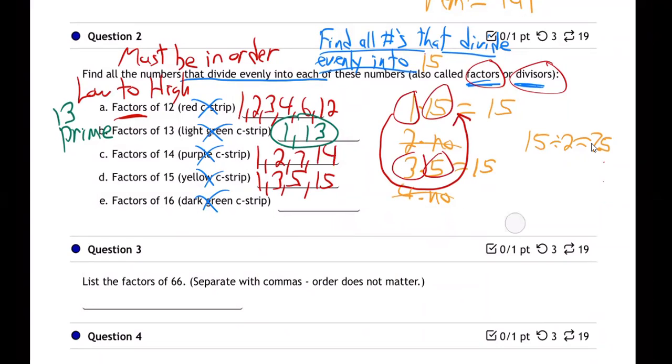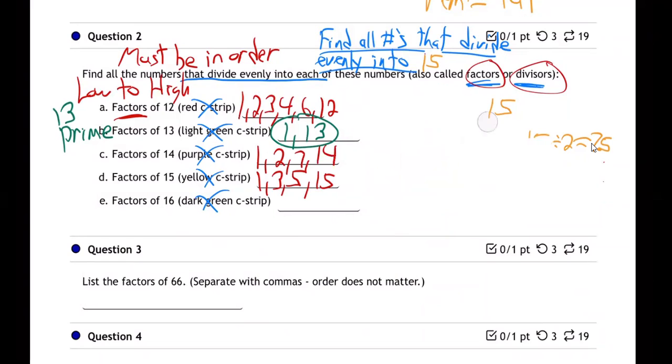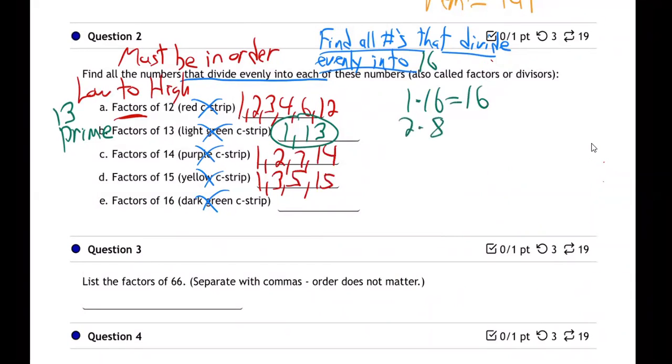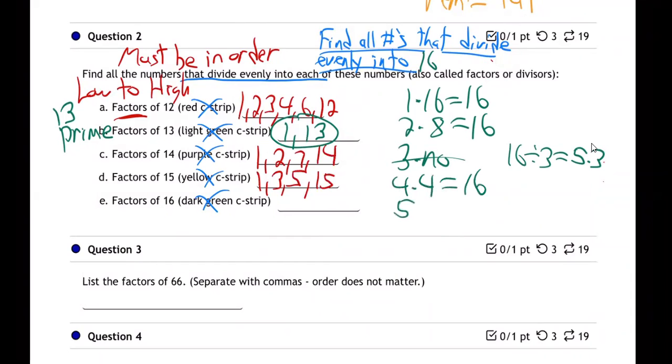Trying to find all the factors, all the divisors, all the numbers that go evenly into these numbers. So last one here, 16, 1 times 16, 2 times 8, 3, no. You can try it on your calculator. 16 divided by 3 will be 5.333. So that doesn't work. 4 times 4, yeah, that worked. 5, no. 6, no. 7, no.